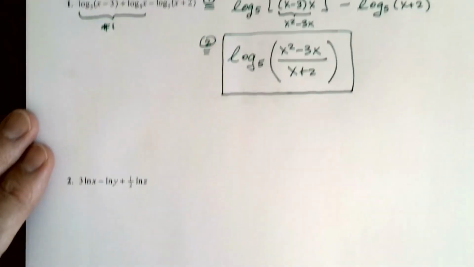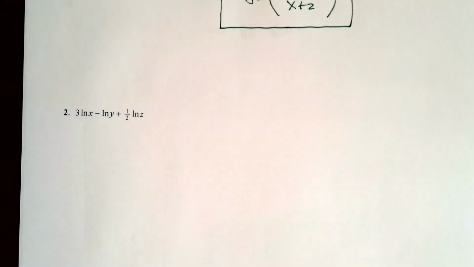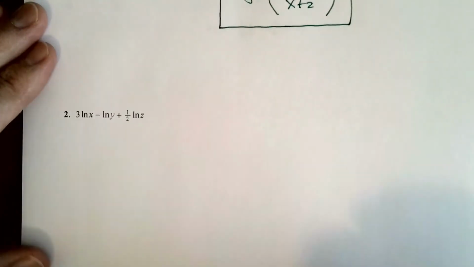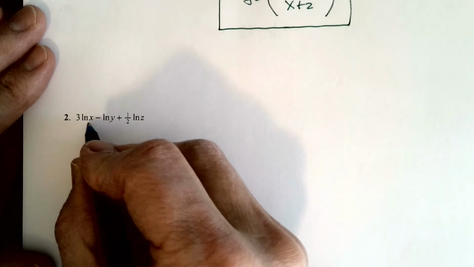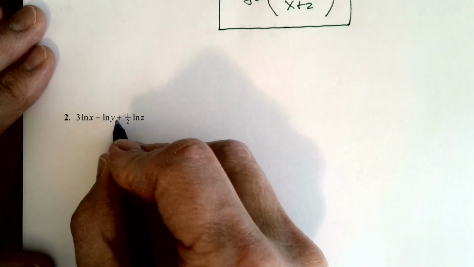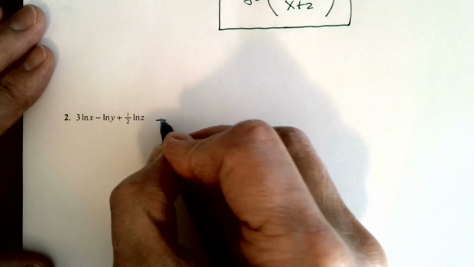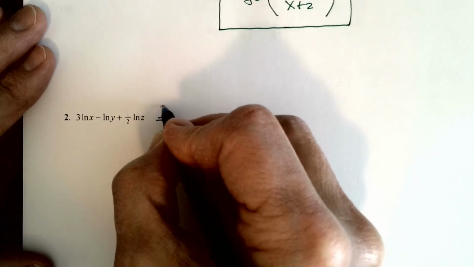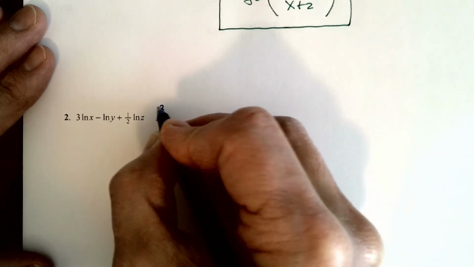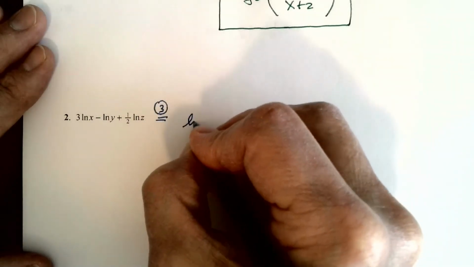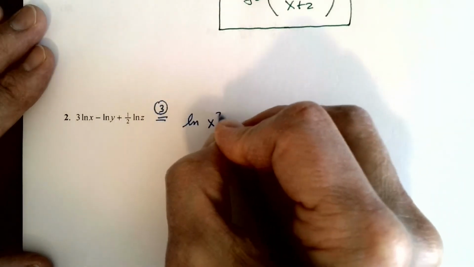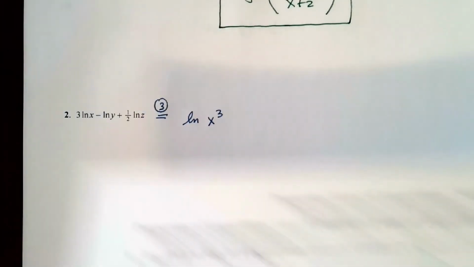Let's look at one more. All right. So first of all, here I've got 3 times log of x minus log of y plus 1/2 log of z. So what I'm going to do is make use of property 3. And again, there's a couple ways I can go with this, but I'm going to do property 3 first and write this as natural log of x cubed, right? So that was property 3 going in reverse.